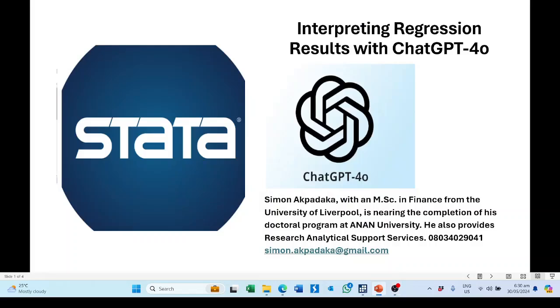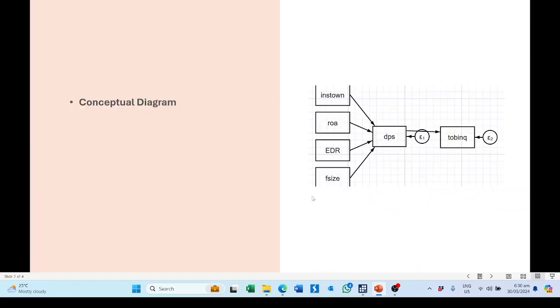Today we shall quickly look at how to use ChatGPT 4.0 for interpretation of regression results. We are using Stata. My name is Simon Akpadaka. I'm your host, and we are looking at this.